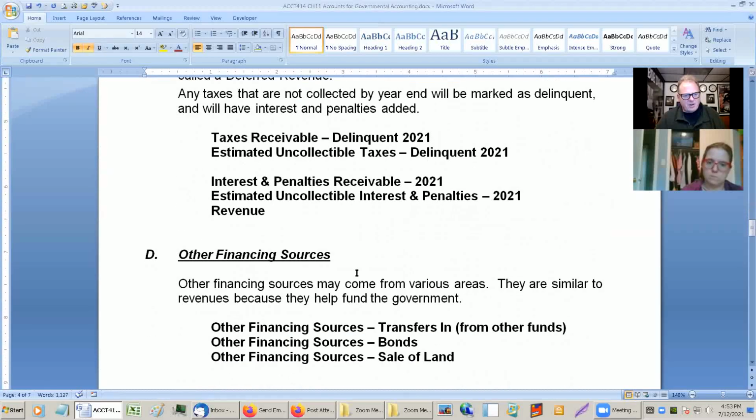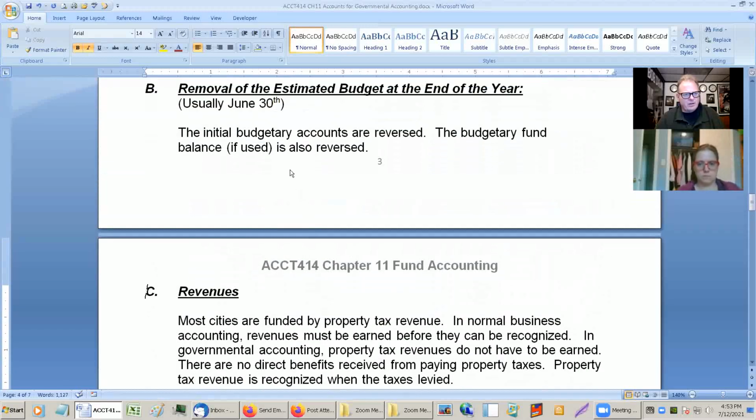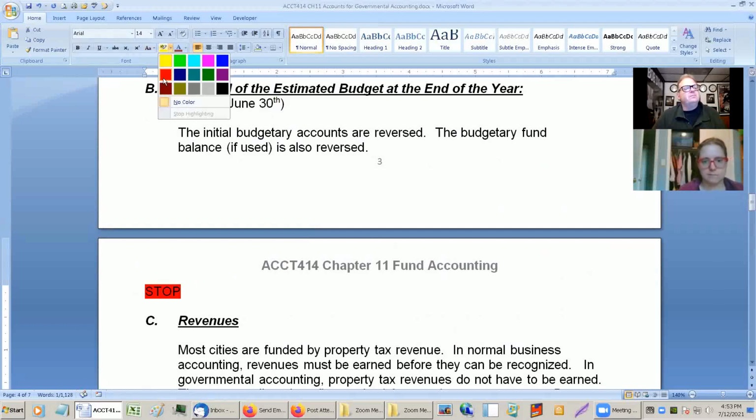I think let's stop there. Okay. Let me write that in here. So we'll start on revenues next week. And next week, we'll hopefully get to some of the journal entries and stuff too.